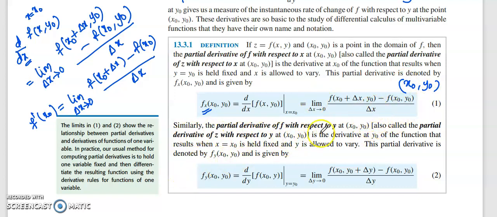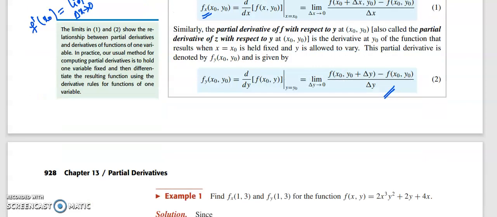Similarly, you can define the partial derivative with respect to y at a point (x0, y0). To find the partial derivative with respect to y, x0 will be fixed, and y is changing from y0 to y0 plus delta y. When we write the limit, it will be limit delta y tends to 0 of f of x0, y0 plus delta y minus f of x0, y0, by delta y. So this is how we define the partial derivative with respect to y at the point (x0, y0).